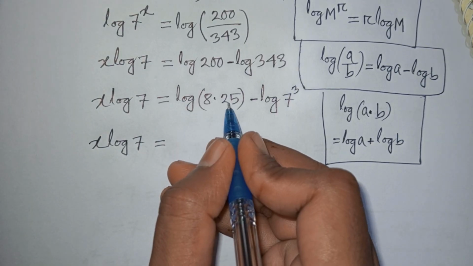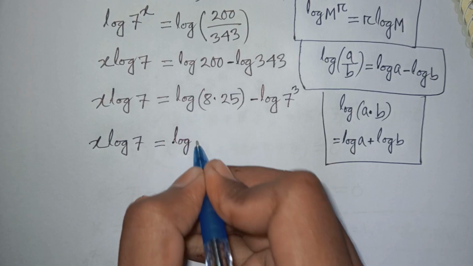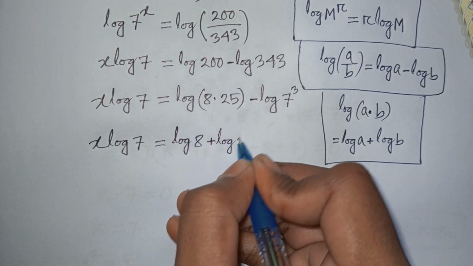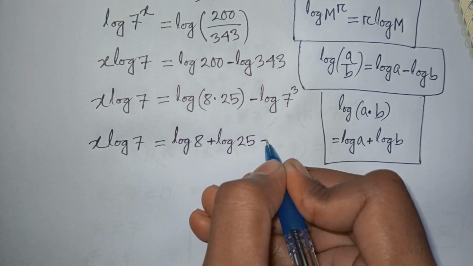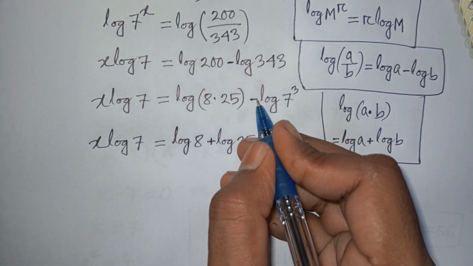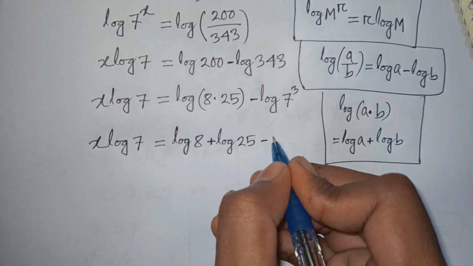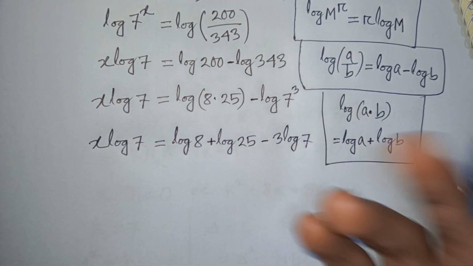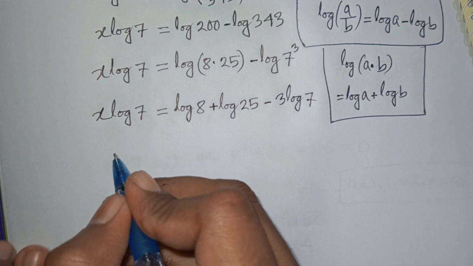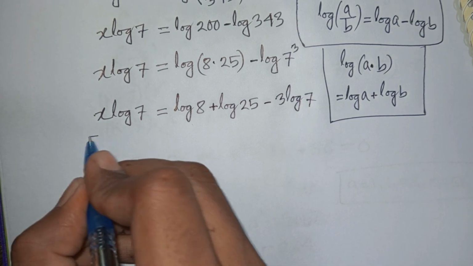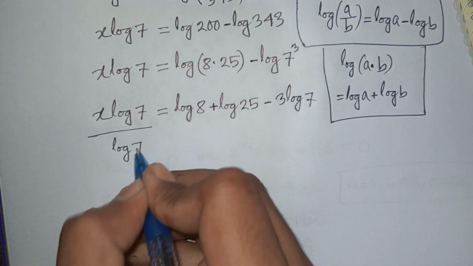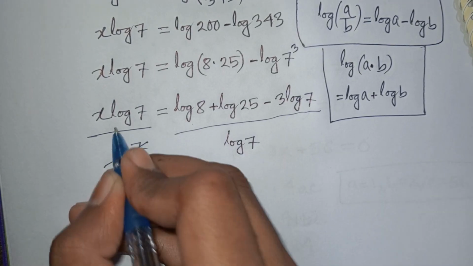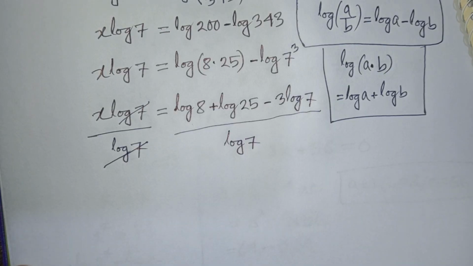So log of 8 times 25 is same as log 8 plus log 25 minus, this power 3 will move to the front, so it will be 3 log 7. In the next step, we divide by log 7 on both sides. So this log 7 will be cancelled.